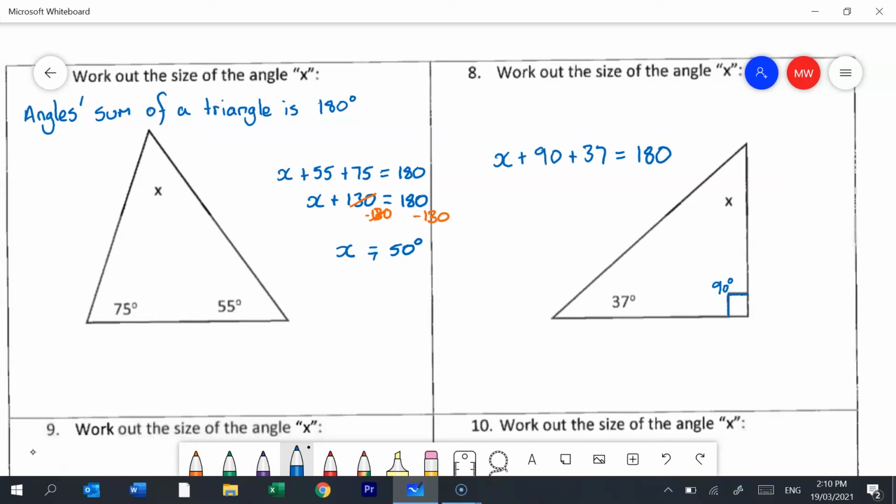So if I collect my like terms, I'll end up with x plus 127 equaling 180. Now I'll use the balance method. It says to add 127, so I'll take it away. That will eliminate it. Anything I do to one side of the equation, I must do to the other. All I have left is x, and all I have left is 53 degrees.